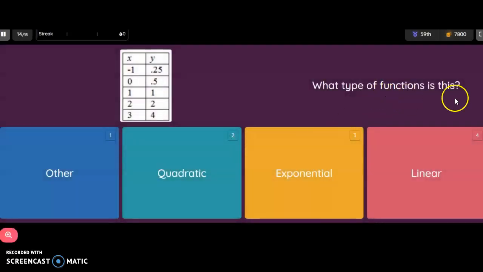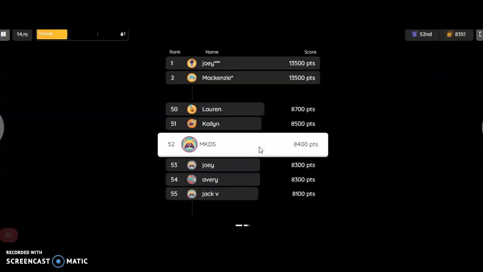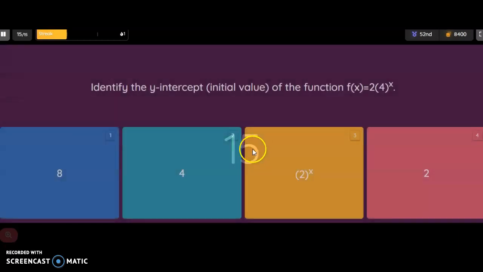Alright, what type of function is this? This one looks like it's being doubled every time, which is being multiplied, therefore it is exponential. Alright. Identify the y-intercept. I think the y-intercept is 2.